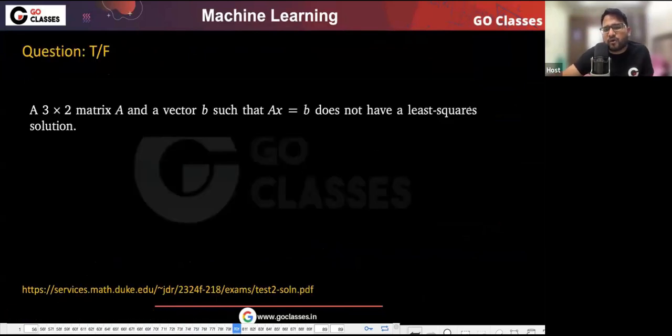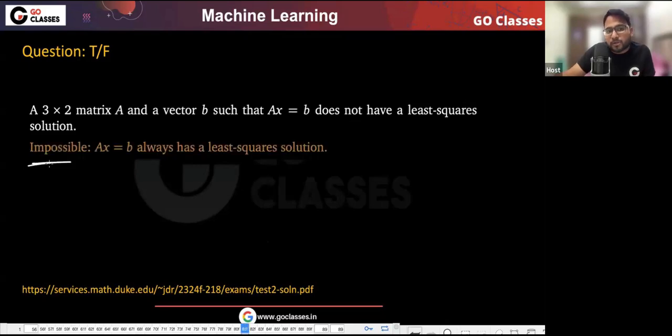So let's have one or two true-false questions before we end. Tell me, is this true or false? For a 3 cross 2 matrix A and B, Ax equal to B does not have a least square solution. Can there exist a 3 cross 2 matrix such that it does not have a least square solution? The answer is impossible. Ax equal to B always has a least square solution.